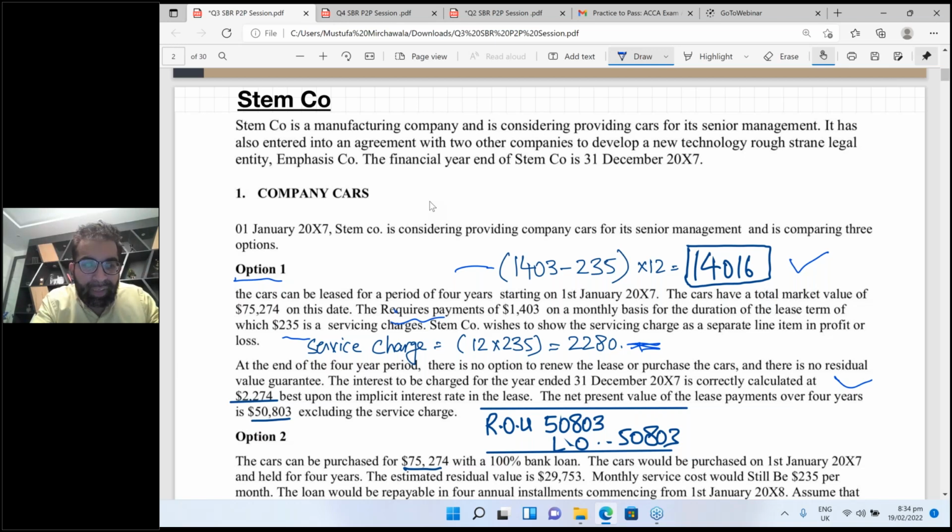Now, based upon the implicit interest rate in the lease, the net present value of the lease payments over the 4 years is 50803, excluding the service charge. That means, see, the service charge is a separate thing. Do not include service charge in this deal. Service charge is a routine revenue expenditure, simple entry, expense debit, cash credit. It has nothing to do with the lease. Please keep it out of this whole scenario.